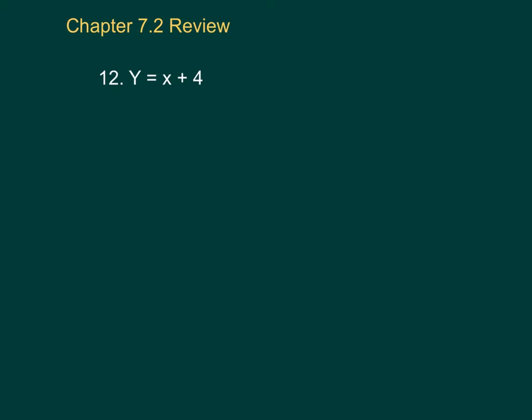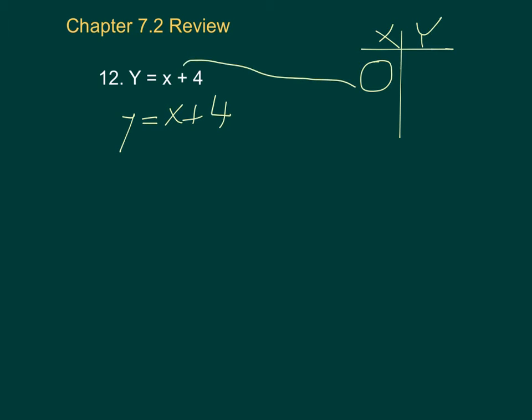So question 12 says y equals x plus 4. The first thing you need to do is make a little table with x and y. And the easiest number to plug in is always 0. So y equals x plus 4, but I'm going to plug in 0 for x. So I get y equals 0 plus 4. So y just equals 4.